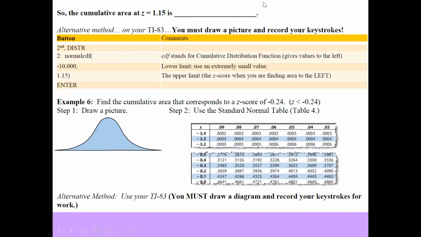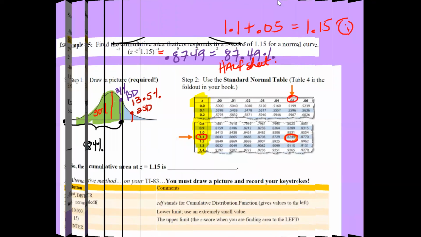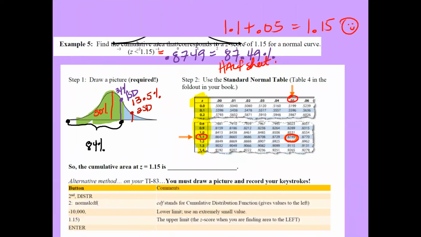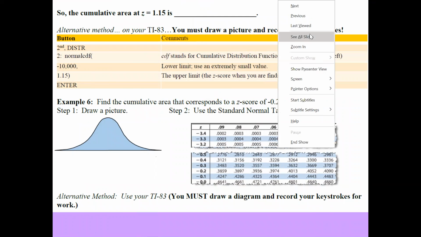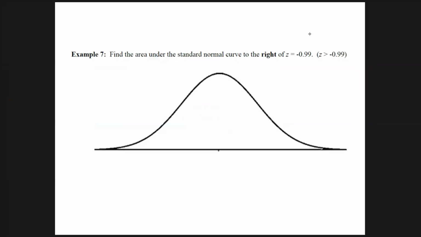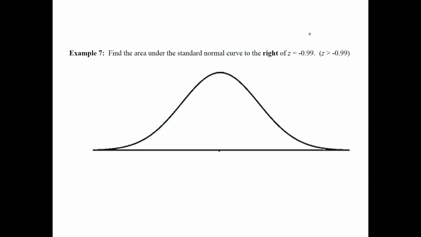All right, so let's take a look at example number 6. Actually, you know what? I'm just going to go ahead and skip over to example number 7. Okay, example number 7. It says find the area under the normal curve to the right of the z-score of negative 0.99.